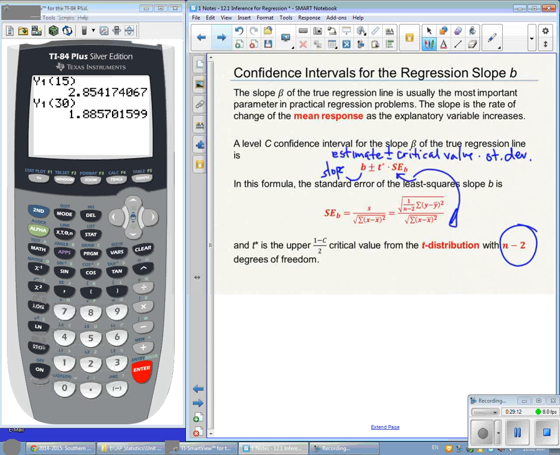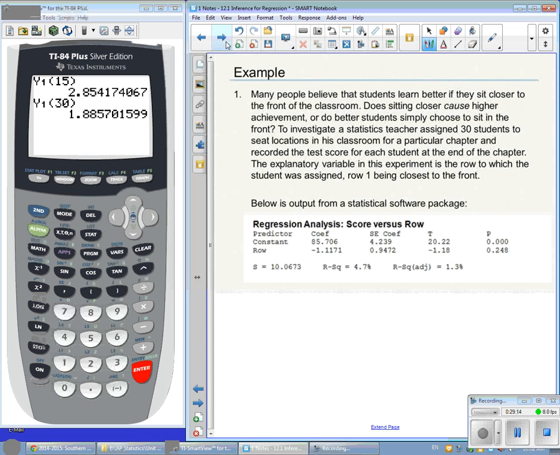All right, so let's take a look at an example. This is one where you're given some computer output. We've seen this output before, but we didn't know what half of those numbers represented. It says many people believe that students learn better if they sit closer to the front of the classroom. Does sitting closer cause higher achievement, or do better students simply choose to sit in the front?